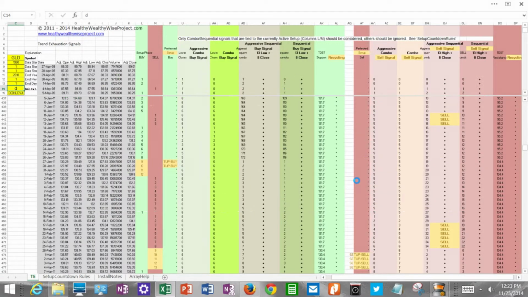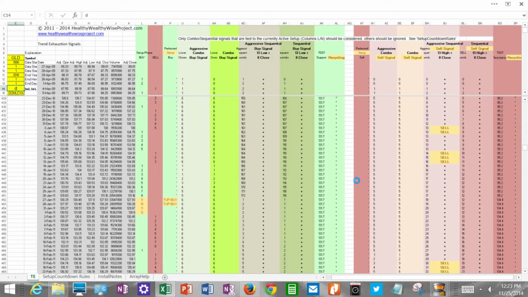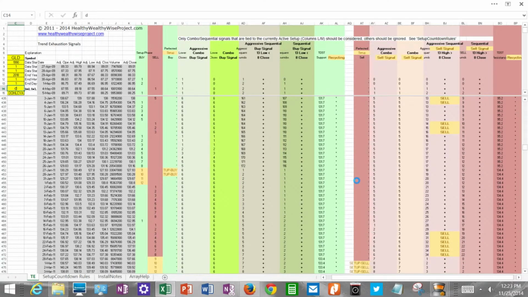There's a saying on Wall Street that the trend is your friend until the end. The indicators in this spreadsheet measure the trend, measure the momentum of the market, and signal when the trend has reached exhaustion levels and has a high likelihood of turning and going the other way, of moving against you.